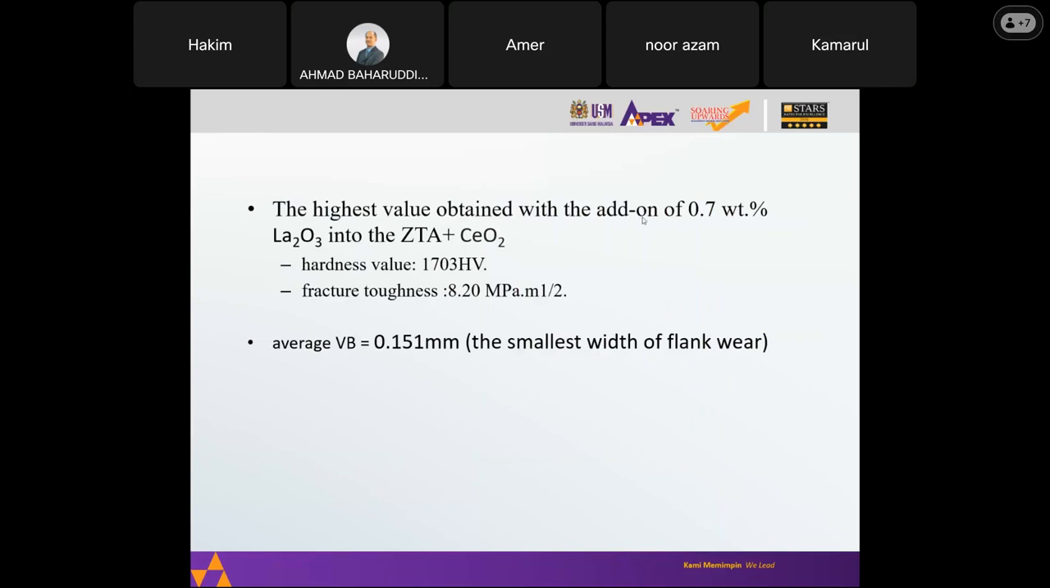So the highest value for hardness and fracture toughness was obtained with 0.7 weight addition of lanthanum oxide into ZTA cerium, which has a hardness value of 1703 and fracture toughness of 8.2. It is the highest value of all the various compositions. And the average flank wear width obtained for the best one, the 0.7 weight composition, is 0.151 mm. So this is the smallest width of flank wear.